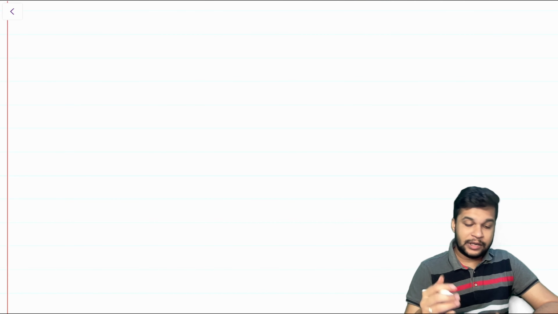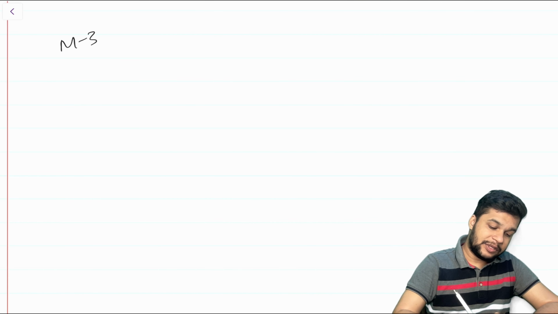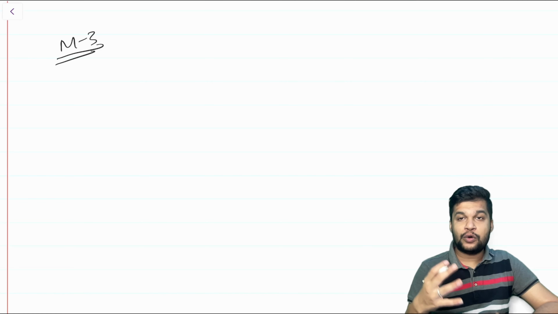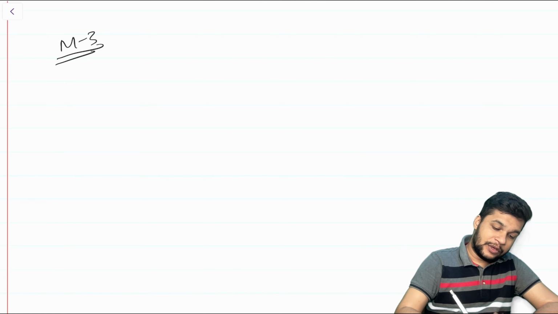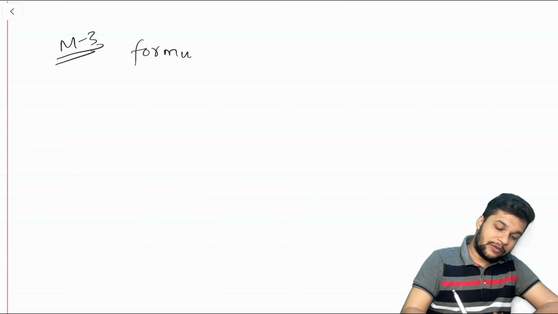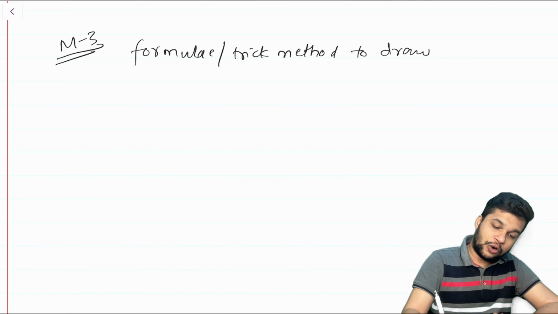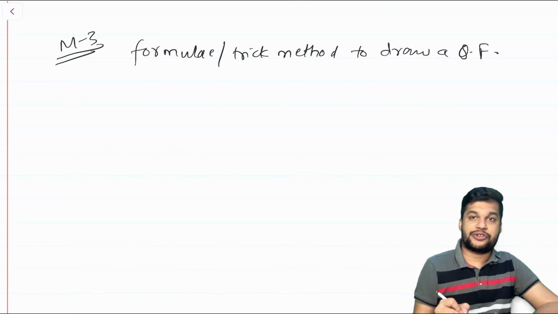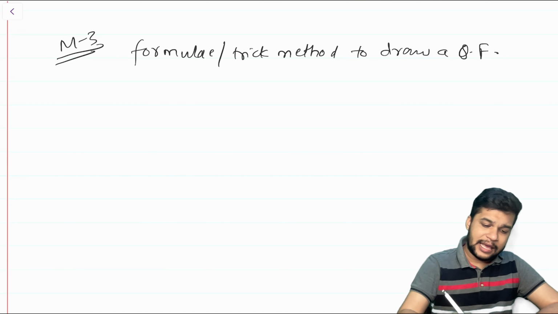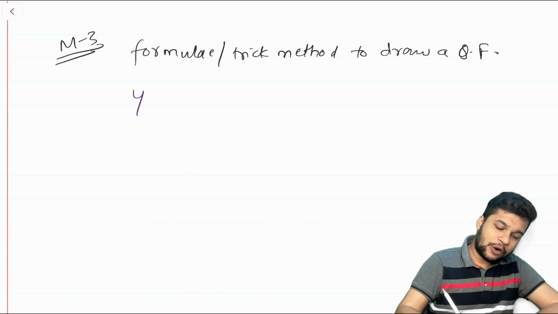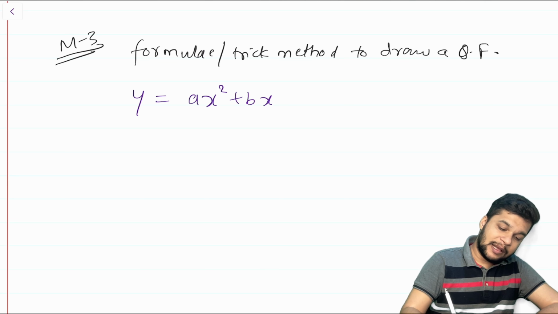Now we will learn one more method, method number 3, to know how to draw the quadratic curve. So method number 3 is the formula method, or let's say trick method, to draw a quadratic function. Okay, very easy, guys. Always remember that any quadratic function can be written as Ax² plus Bx plus C.